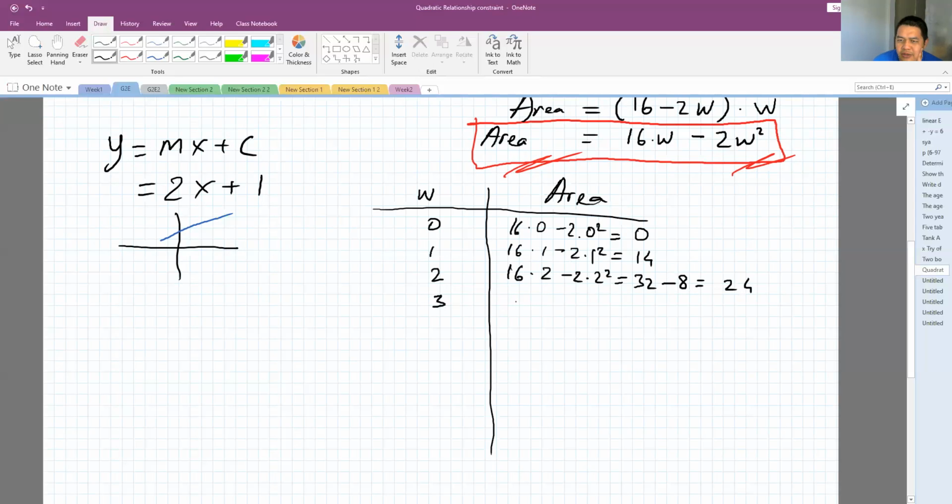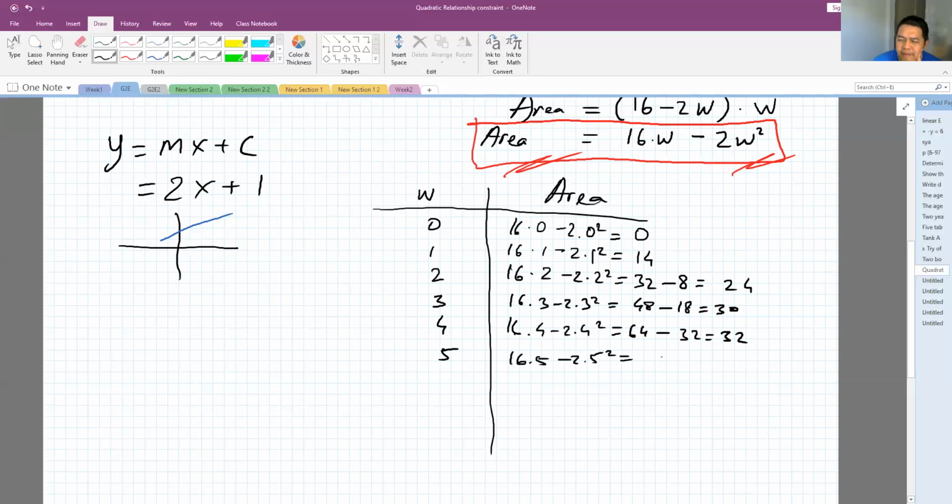And then when the width equals 3, 16 times 3 minus 2 times 3 squared. So it will be 48 minus 18, and that gives us 30. So let's continue. When the width equals 4, it is 16 times 4 minus 2 times 4 squared, 64 minus 32, which is 32. And then next one, when the width equals 5 meters, 16 times 5 minus 2 times 5 squared, so 80 minus 50, we got another 30.